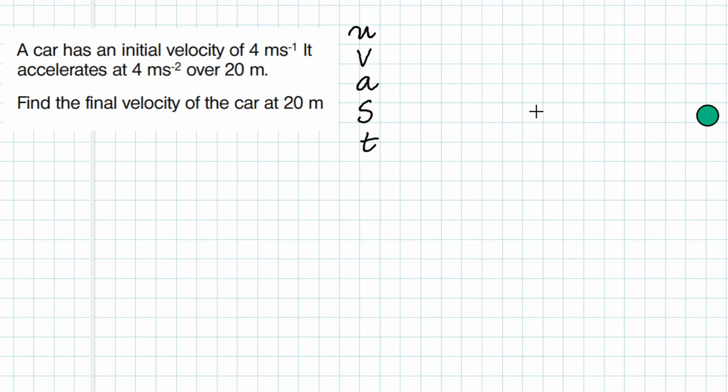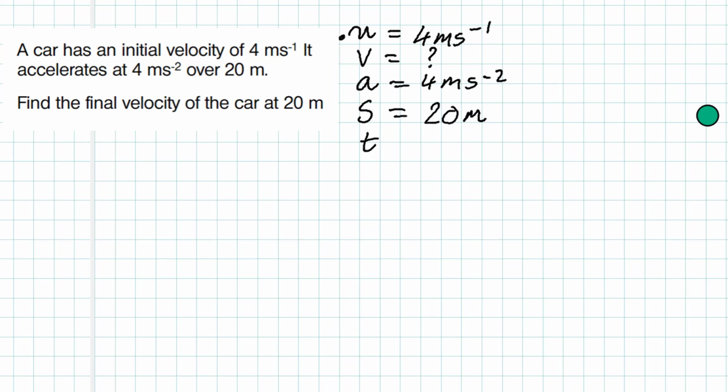The car has an initial velocity of 4 meters per second. It accelerates at 4 meters per second every second. Find the final velocity of the car. Put a question mark at the variable we want to find. And we know that the displacement is going to be 20 meters.